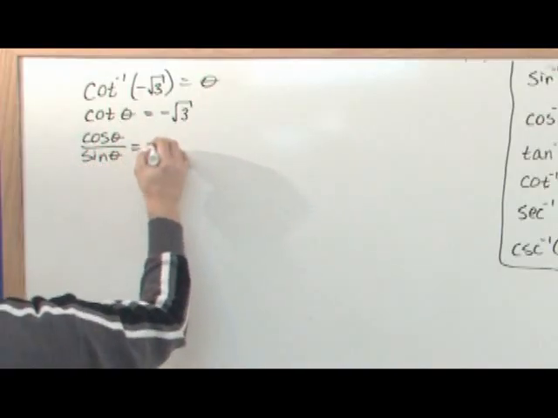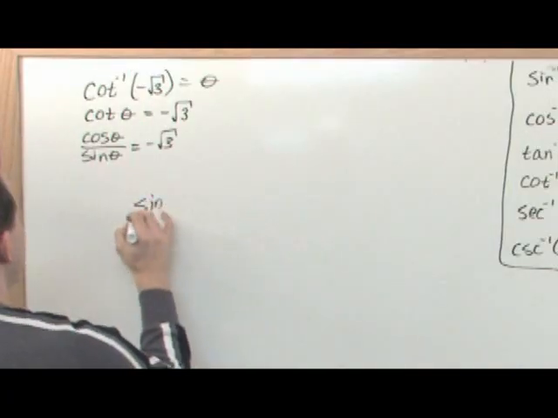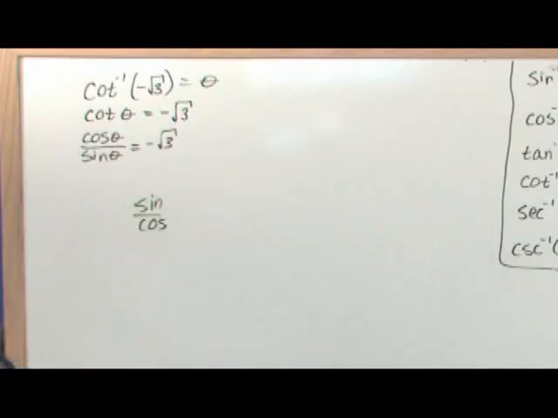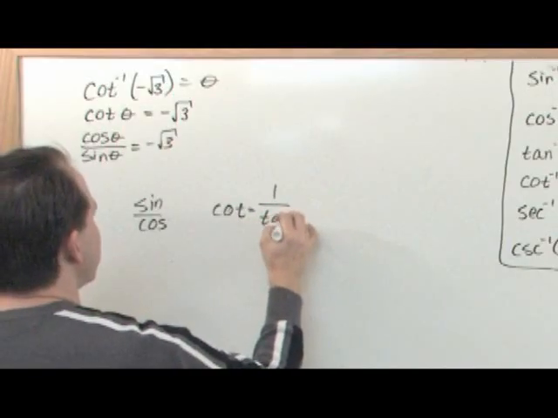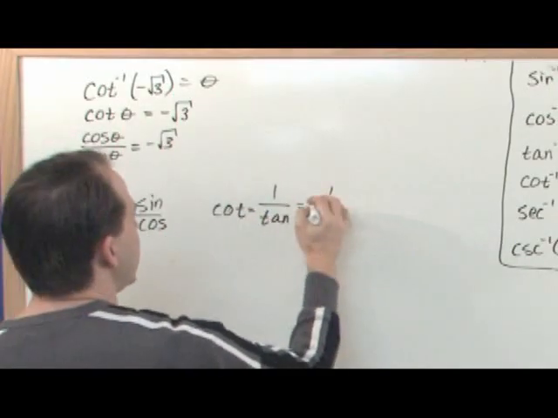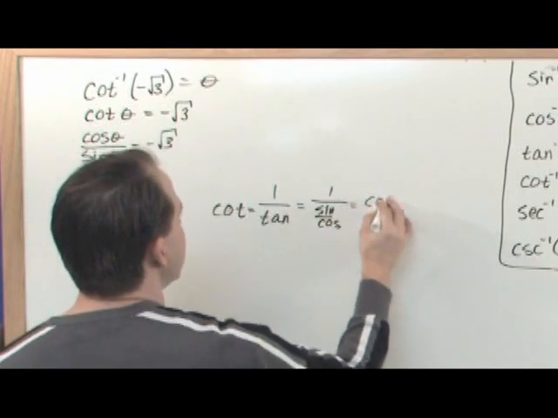Okay? That's what this is equal to. The reason it's equal to that is because the tangent function is sine over cosine. And if you remember back to the rainbow, I already showed you that cotangent is equal to 1 over tangent. So what you have here is 1 over sine over cosine. So you have cosine over sine.